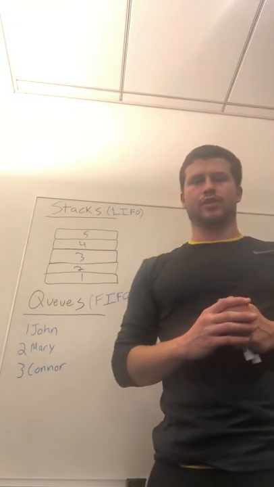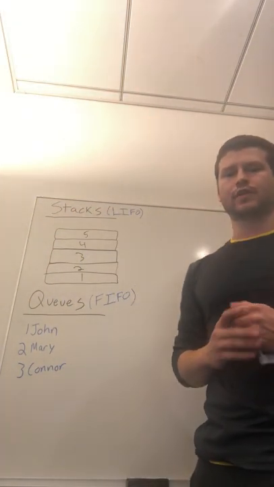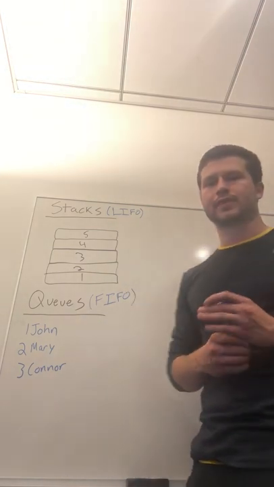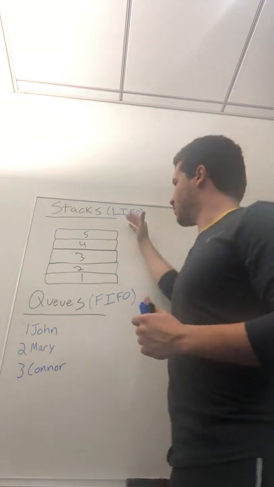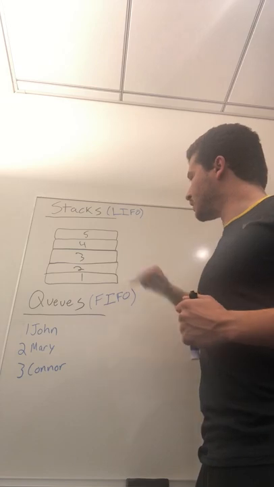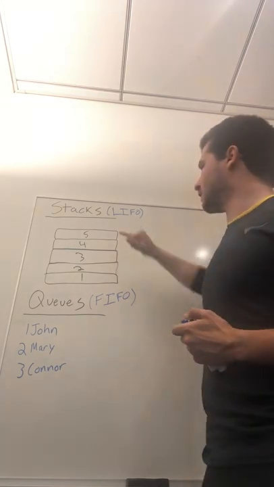Today we're going to talk about two different types of data structures. The first is going to be a stack, the second is a queue, and we'll get into how they differ. So, looking at a stack first, pretend that these are pancakes that we've made, with 1 being the first pancake we made, and 5 being the last pancake we made.